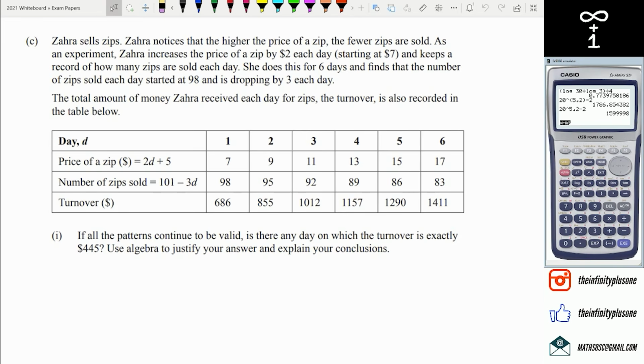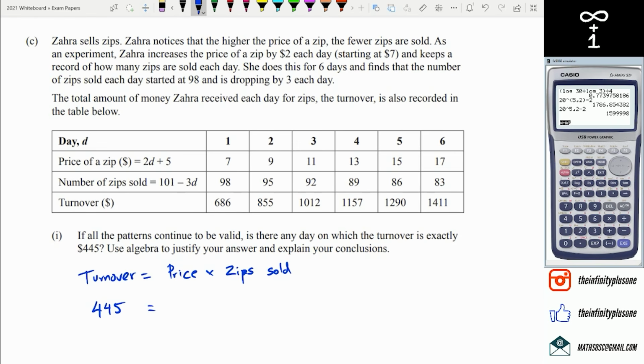Okay, hoping you've had a chance to read this question. Basically what we have here is that turnover is price multiplied by zips sold. Now what we want to figure out is when the turnover is exactly $445.